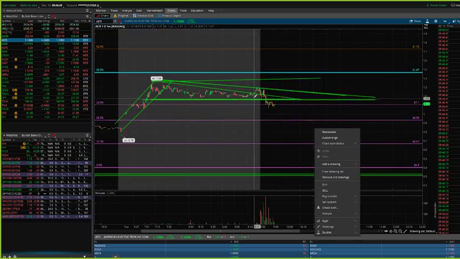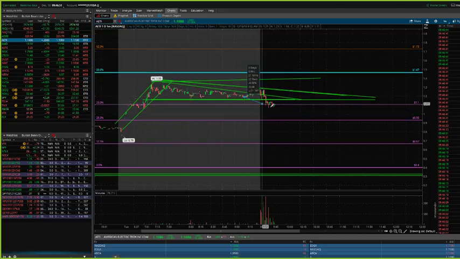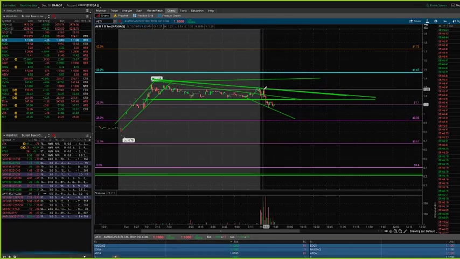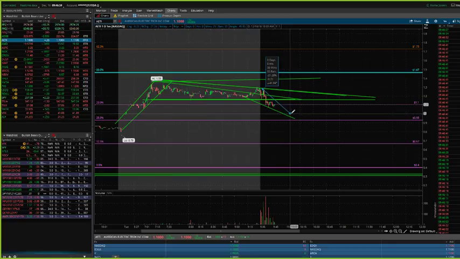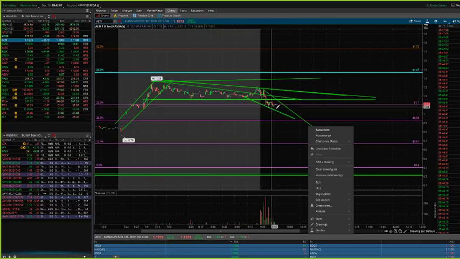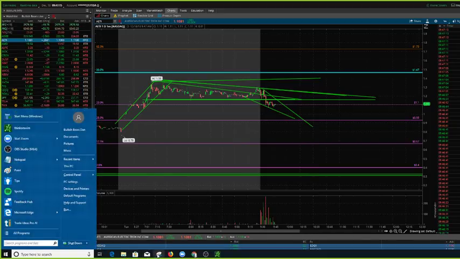It's possible that this is trying to maybe wedge, but you know, my wedges typically will look like this. I've already got kind of a little bit of a support area, but I would expect this more to bear flag at this point.